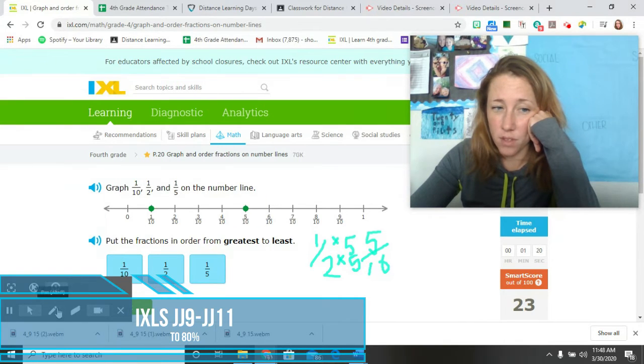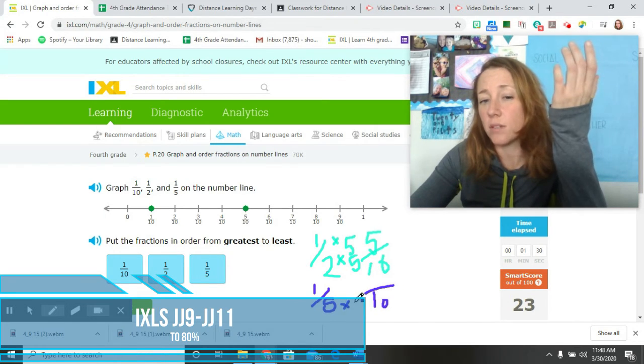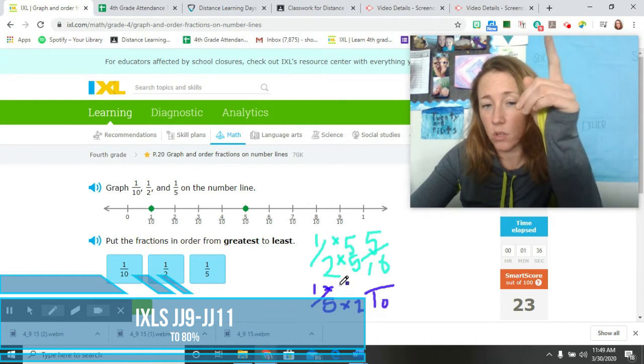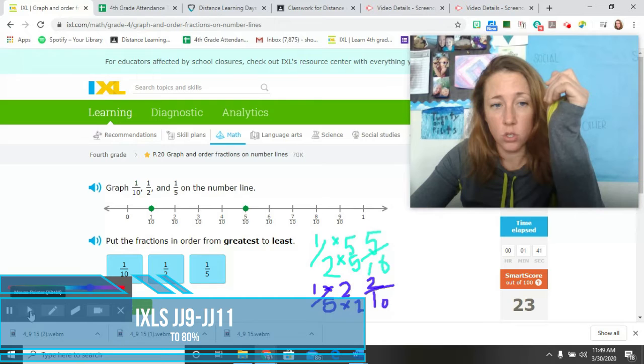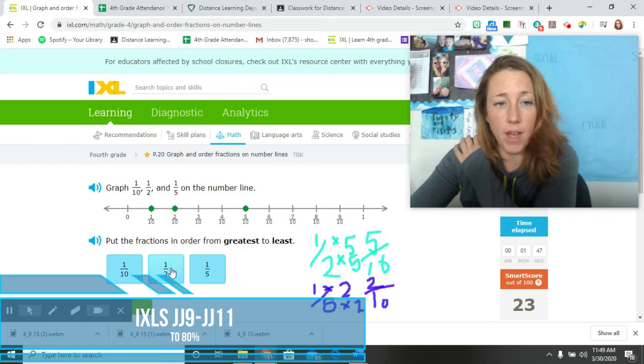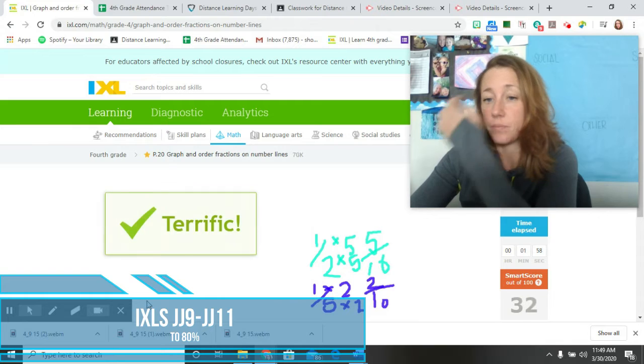Now I need 1/5. I'm going to convert 1/5 to tenths. And you might be able to do this in your head, and that's fine. 5 times what gets me to 10? 2. So whatever I do to the bottom, I do to the top. 1 times 2 is 2. So I'm going to end up putting a dot on 2/10. Now I'm going greatest to least again. So I'm going backwards. So I'll have 5/10, which was equal to 1/2, right? Then I will have 2/10, which is equal to 1/5, and then 1/10. Perfect.